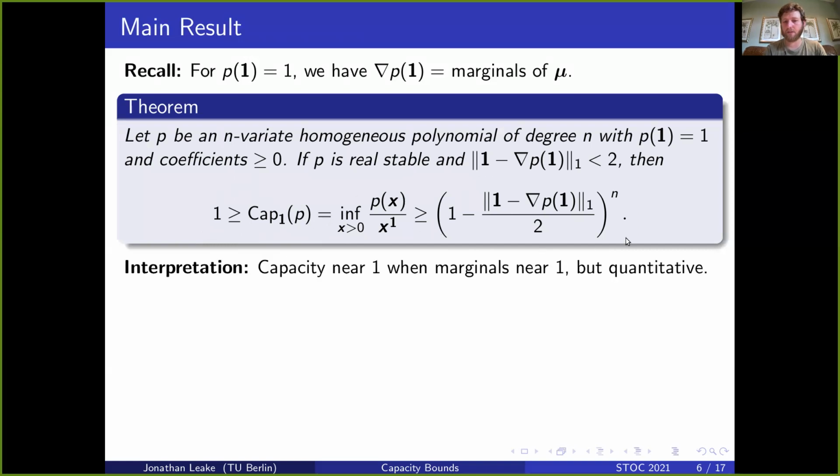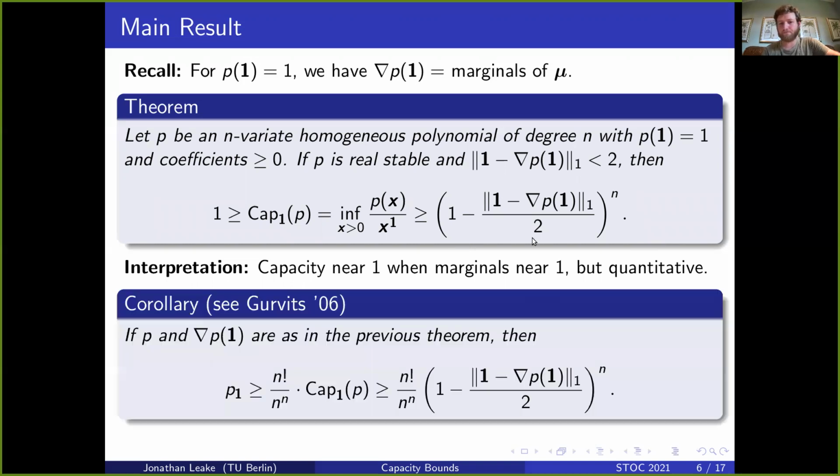And the way that you can interpret this is to say, okay, well, when the marginals are near the all ones vector, then the capacity is near 1. But this is sort of like a quantitative statement. I mean, this first part conceptually is sort of straightforward if you think about things for a little bit, but the quantitative features of this are really the content of this result.